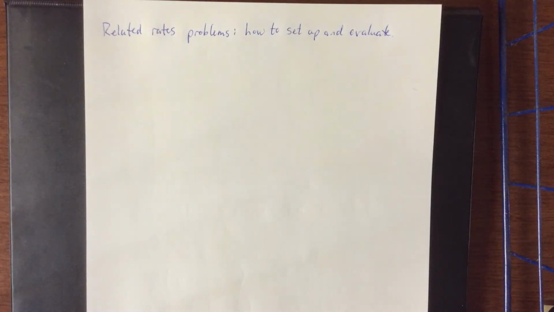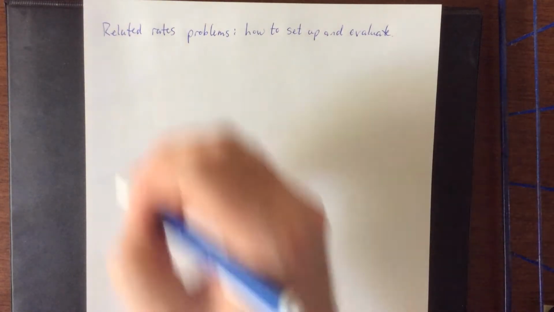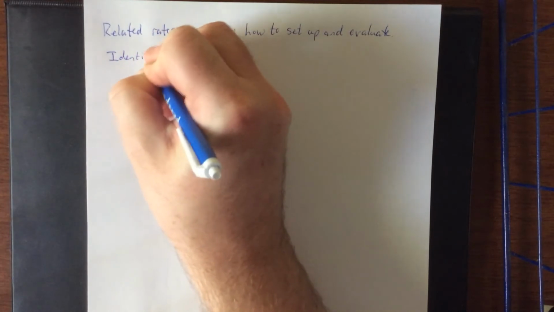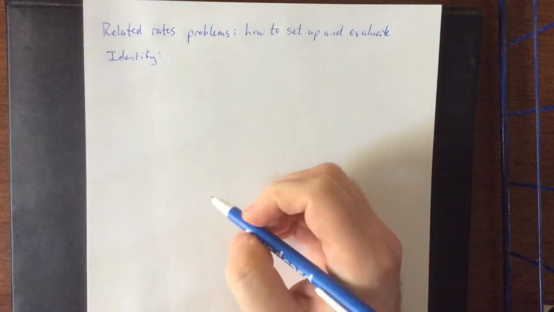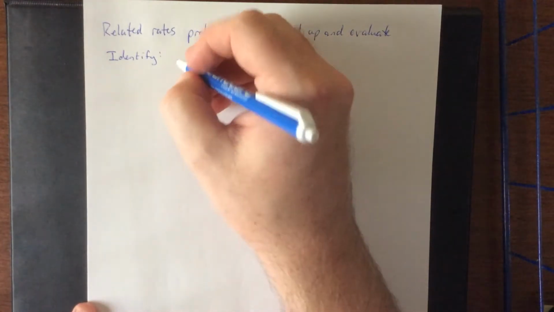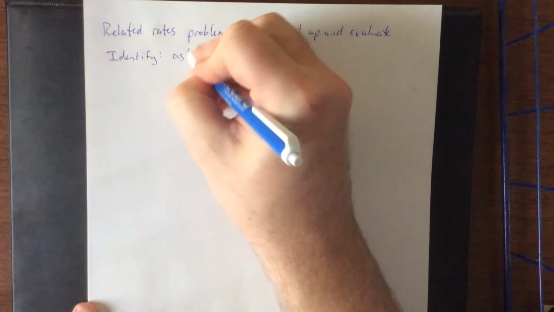So, when it comes to related rates problems, this video is going to discuss how to set them up and how to evaluate them as well. Now, first thing for any good problem is the ability to identify what kind of problem we're working on. Now, to identify a related rates problem, you are going to be asked a question about a rate.